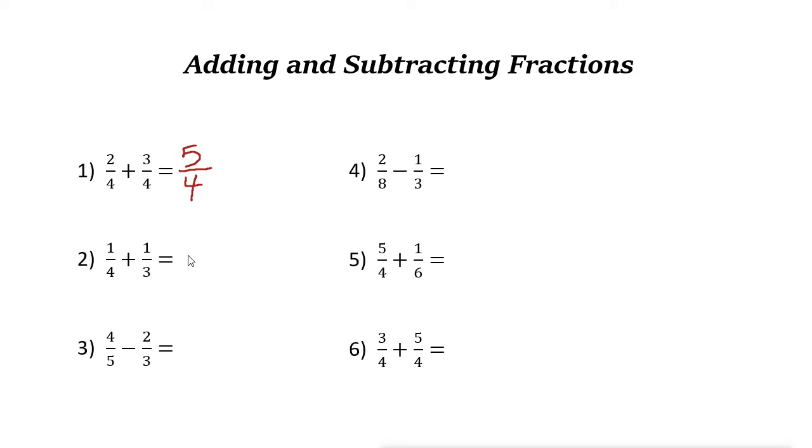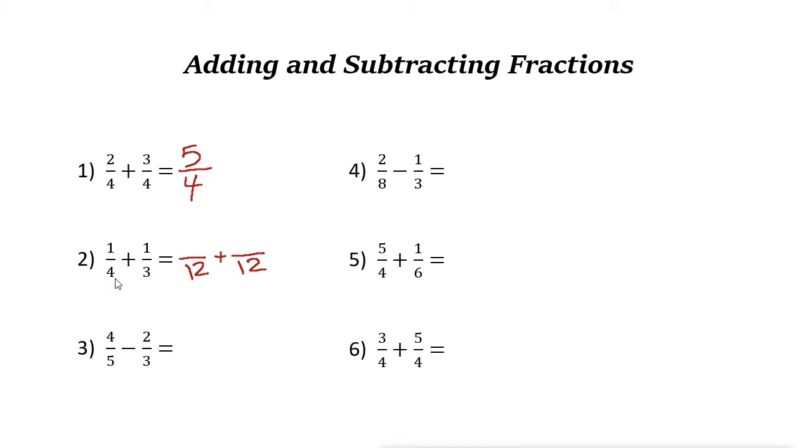Let's take a look at the next one. Here, we don't have the same denominator. Well, we need to find the common denominator. To find the common denominator, one way is multiplying the denominators. So you multiply the denominators and you get two new fractions. 3 times 4 is 12. So 12 is the common denominator.